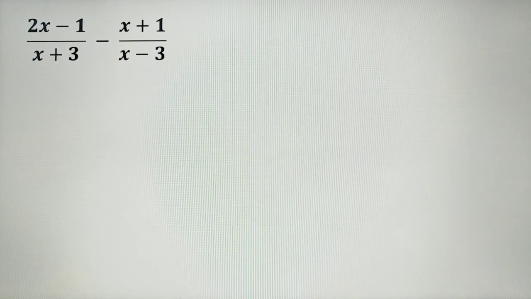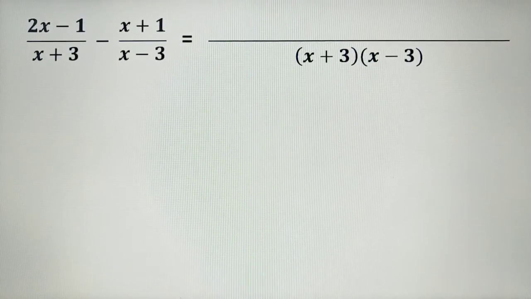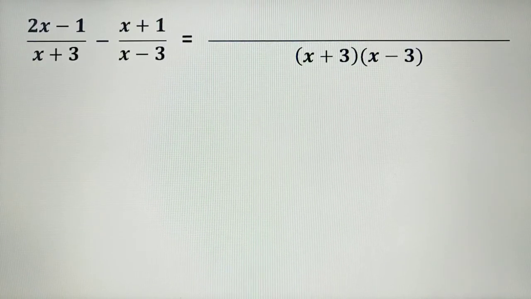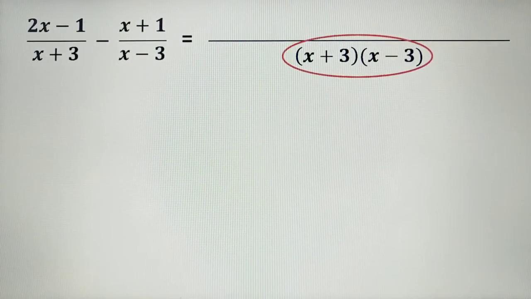Let's have this example. 2x minus 1 all over x plus 3 minus x plus 1 all over x minus 3. The two denominators have no common factor, so we will multiply them to have our LCD. X plus 3 times x minus 3. To find the new numerator, we will divide x plus 3 times x minus 3 by this denominator x plus 3. We can cancel out x plus 3, so we have x minus 3.